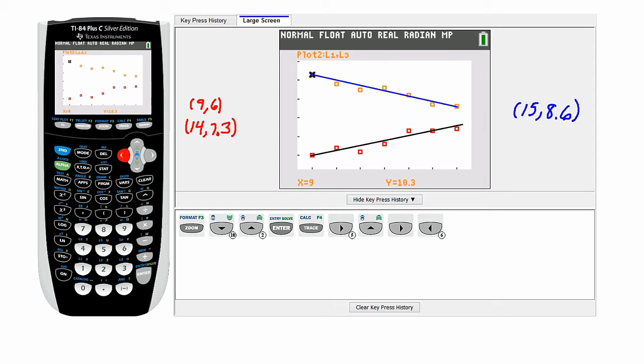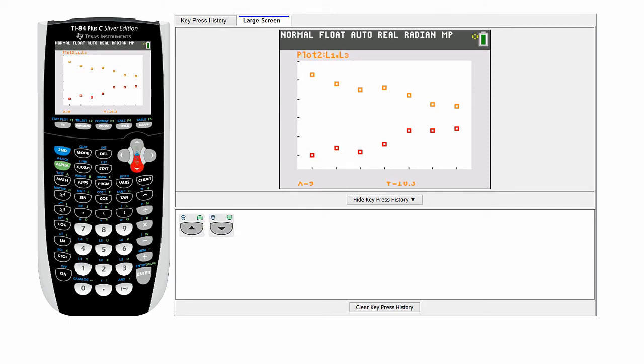And now I have 9 and 10.3. I can use 9, 6 and 14, 7.3 to find my line of best fit for Continental Airlines. I can use 9, 10.3, and 15, 8.6 to find my line of best fit for American Airlines. I can press my up and down arrows to navigate between my two plots, my left and right arrows to navigate between the points. The graph I'm using is listed at the top. The point is listed at the bottom.